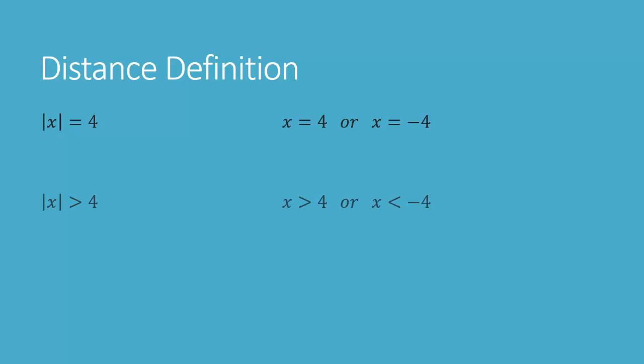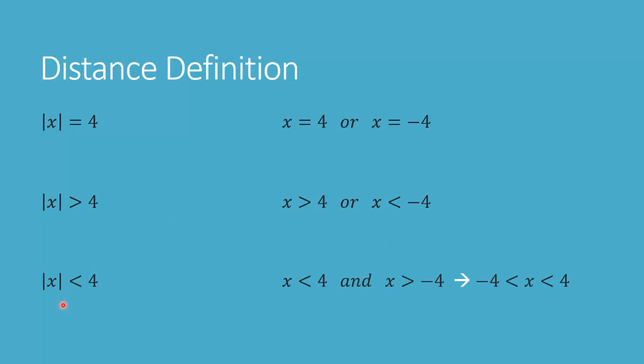Now we use this distance formula to look at the next case. The absolute value of x greater than 4. This, in fact, is every x that is either greater than 4 or less than negative 4. The best way to put this is every value of x that is at least 4 away from the origin. In which case, every number greater than 4 is obviously more than 4 away, and every number less than negative 4 is also at least 4 away from the origin.